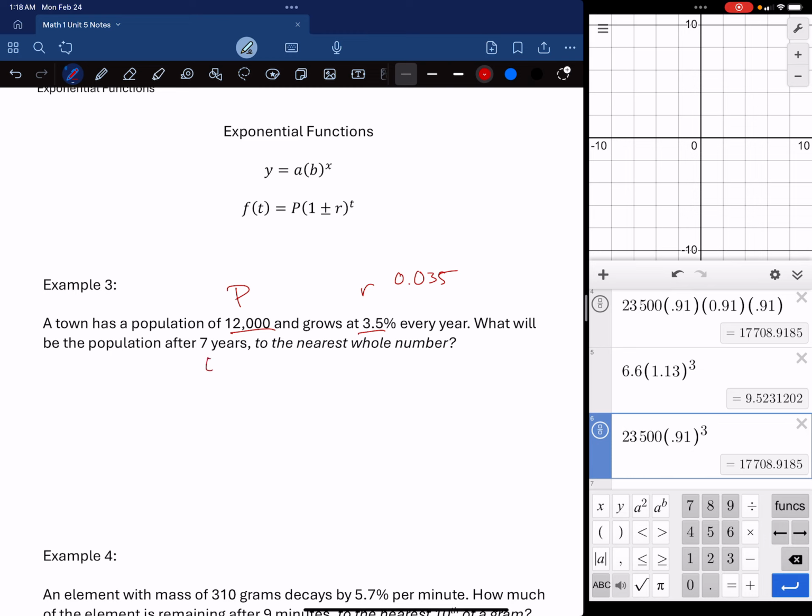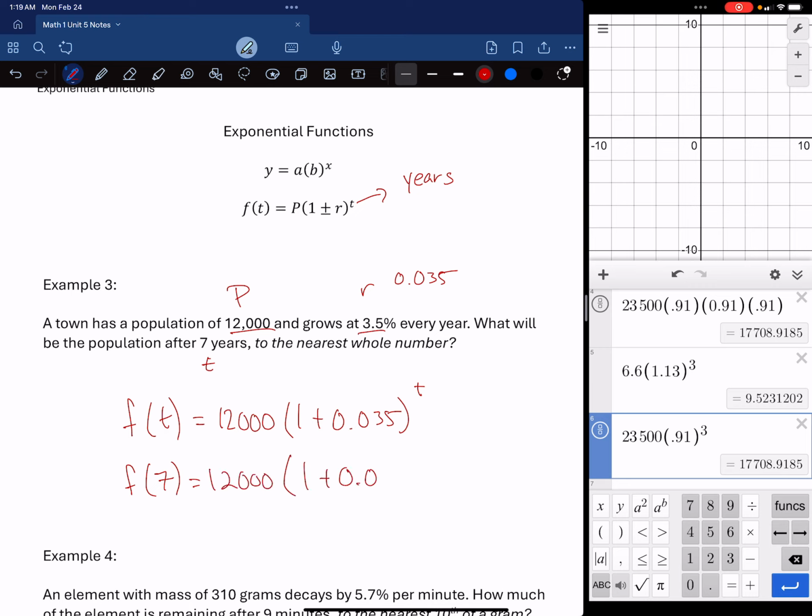And then my time in years, typically our t is going to be in years. So if you give it in months, you might have to do some conversions. We're going to use 7 for t. So I'm just going to go ahead and write out the formula. f of t equals 12,000 times 1 plus, because we're growing, 0.035 to the t. If I want to find after 7 years, we're just going to plug in that 7 into my function. And we get 1 plus 0.035 raised to the 7th power.